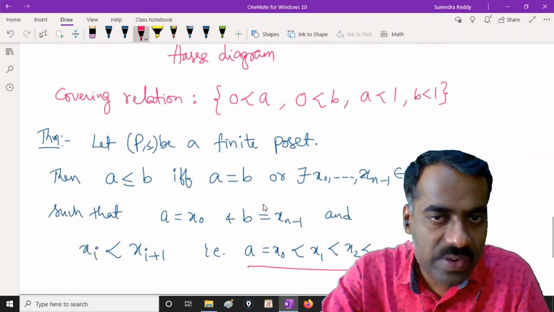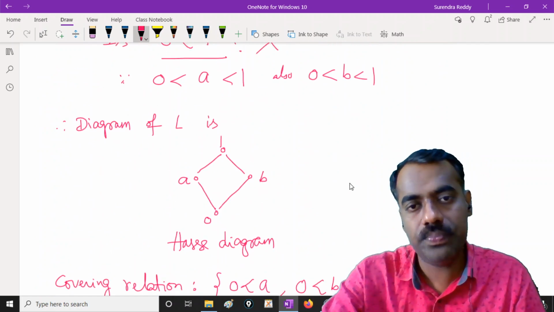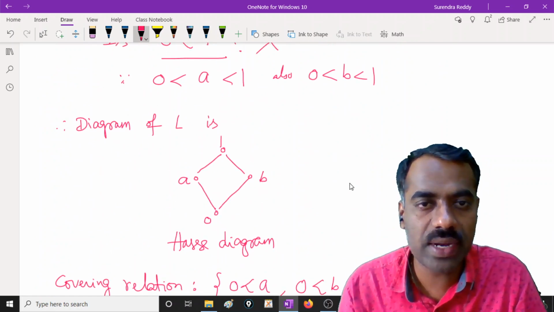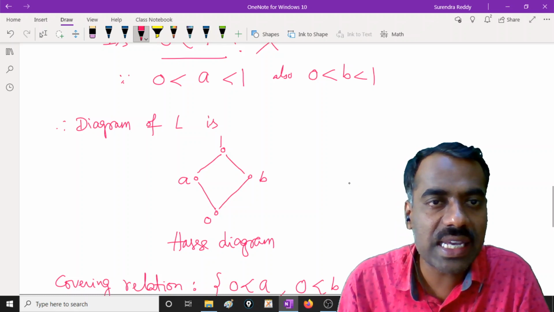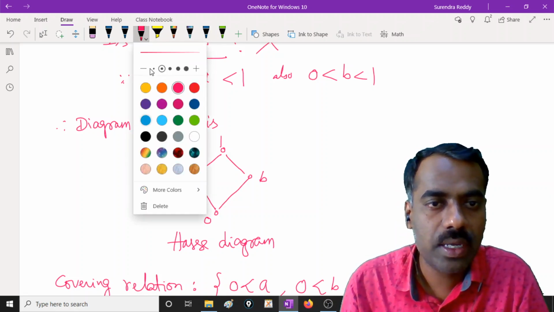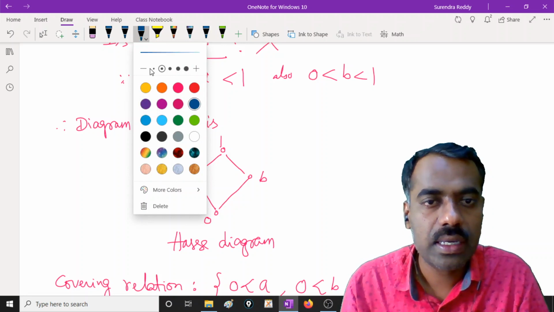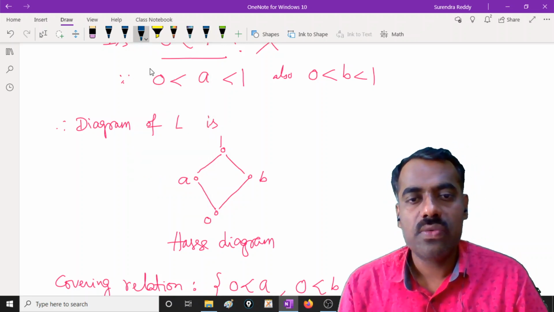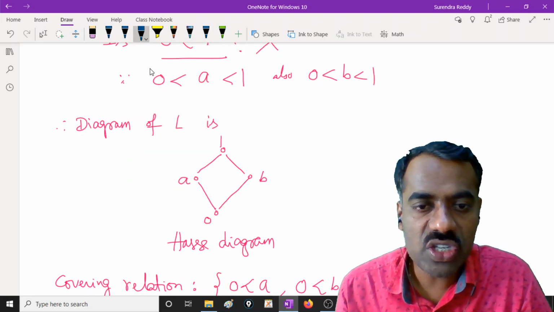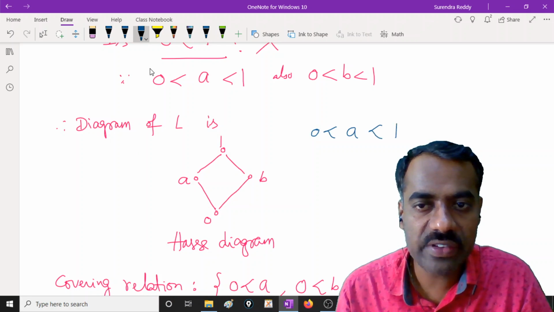Before proving this, let's go back to the earlier example and try to understand the theorem with it. Here we know that between 0 and 1 you can write it like this: 0 is there, then 0 covers a, and a covers 1.